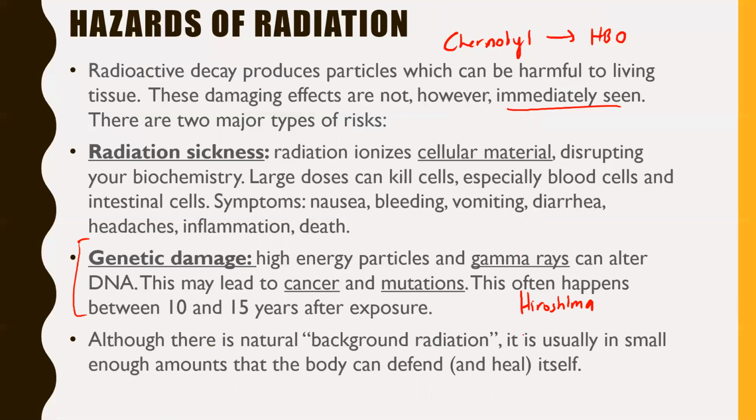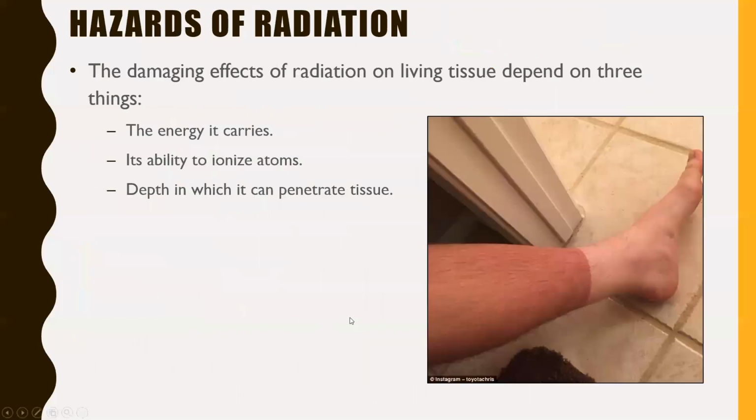Now, although there is a natural background radiation, like right now we are being hit by tons of radiation, it's usually in small enough amounts that the body can defend and therefore heal itself, right? So even though some gamma rays and stuff do pass down to the surface of the Earth, and you are being bombarded by it at all times, it's not really a big deal. We can accommodate to it. But again, there can be some issues in the long term.